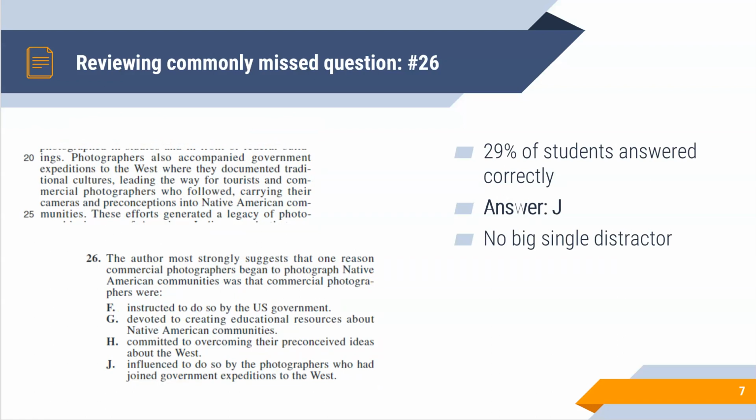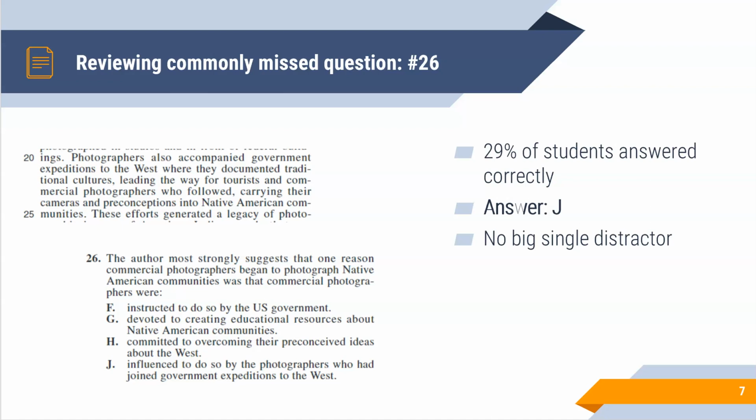Next up is question number 26. This says, the author most strongly suggests that one reason commercial photographers began to photograph Native American communities was that commercial photographers were, and the right answer here is J, influenced to do so by the photographers who had joined government expeditions to the West, and I've excerpted the part of the passage that's going to support that being the right answer. There was no big single distractor with this. There wasn't another answer that nearly half of students chose. It was kind of spread out across the board.